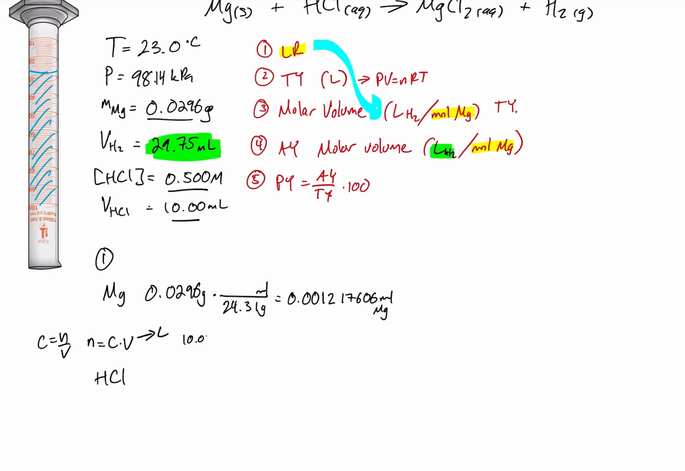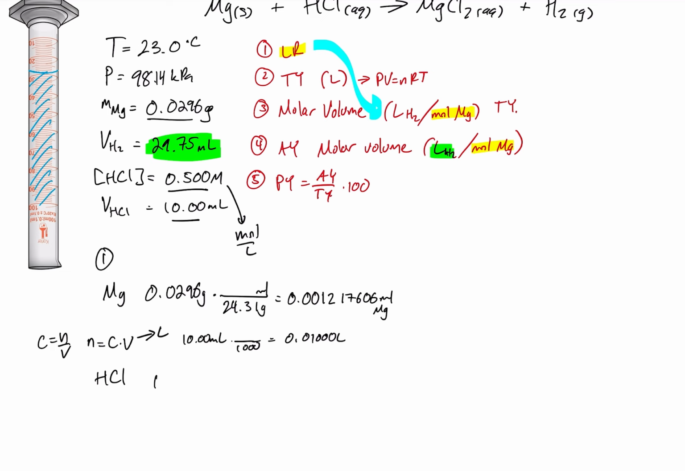So 10.00 ml divided by 1,000 is going to be 0.01000 liters. Okay, so let's use these values here, and again, I'm going to change this big M into mole per liter. It's the same thing, but it just gives me the opportunity to cross out some units.